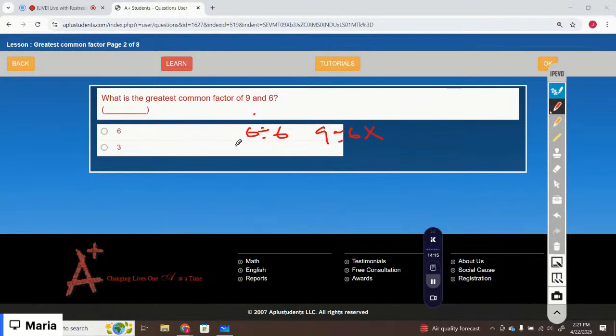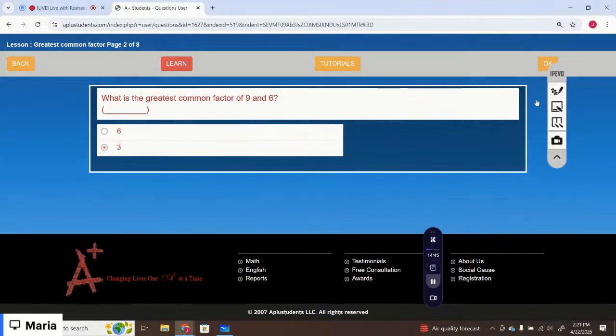Look at the second one. 6 divided by 3, yes, the answer is 2. 9 is divisible by 3, yes, the answer is 3. So see, 3 is the number that can completely divide both the numbers. That means the greatest common factor for 9 and 6 is 3.